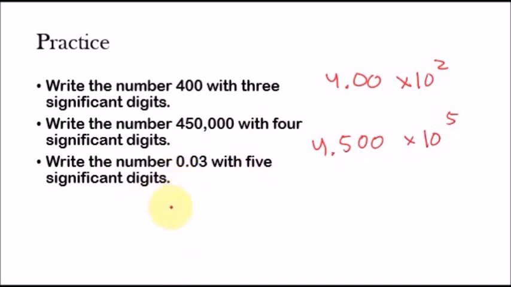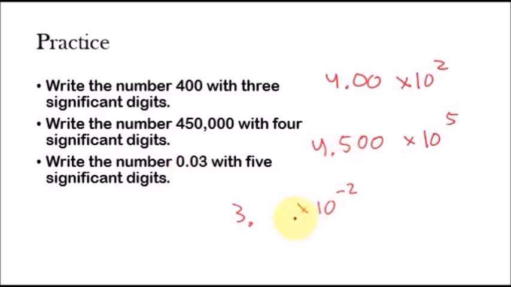Last example here, write the number 0.03 with 5 significant digits. Let's express this number using scientific notation first. So we'd say 3 times 10, and then since our decimal point is right here, we'll count this way. This will be 3, and then 1, 2. So 3 times 10 to the minus 2. If that confused you, the decimal point is right here, so we'd count the numbers in front of the decimal point. Starting with a 3, 3, and 0. So that's why we get the minus 2.